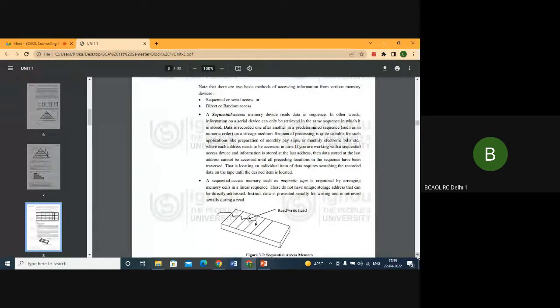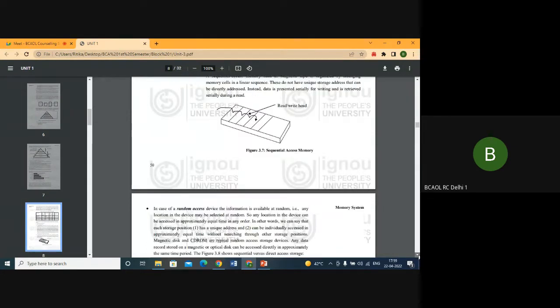What does sequential access mean? Your data will be read one by one, in a sequence. Whatever the sequence of data is, it is read according to that sequence. But what do direct and random access mean? We can randomly access the data which has been stored, any part of the data, whether it is at the 10th place or the 4th place, it does not matter. We can access it directly. That is random access. So they are telling you about sequential and random access.